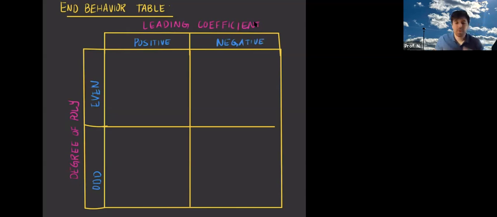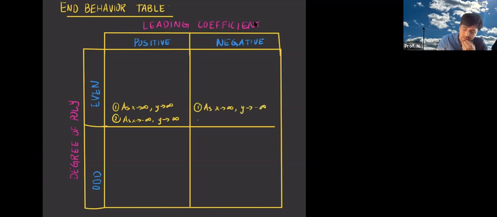I only have 4 possibilities, like I said, right? So either I say the following. I say as x goes to infinity, y goes to infinity. As x goes to negative infinity, y goes to infinity. But if I have a negative coefficient, but still an even degree polynomial, as x goes to infinity, y goes to negative infinity. As x goes to negative infinity, y goes to negative infinity.